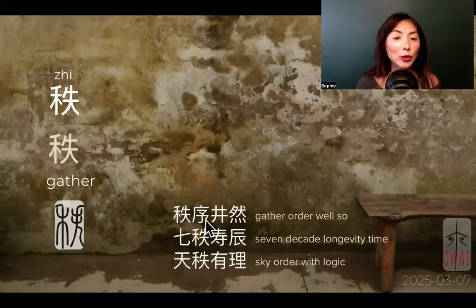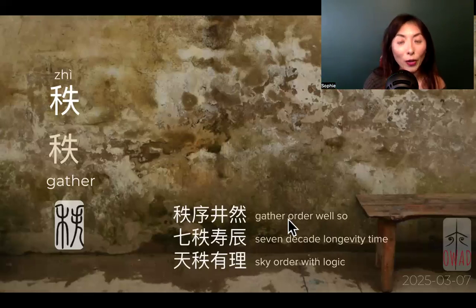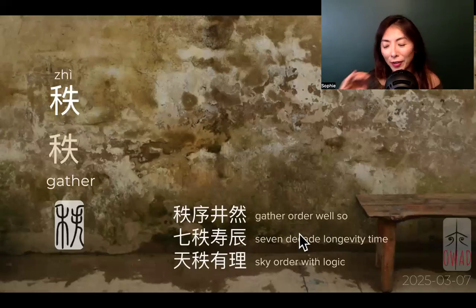Okay, 秩序井然: gather into an order and well. Even if I translate it as well, here this 井 means the drinking well or the farming well. It's not an adverb to describe how orderly that is. It's not well ordered, well gathered. No, it's not that. It's a noun.